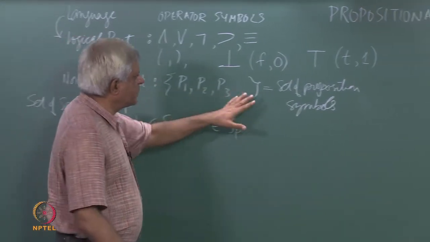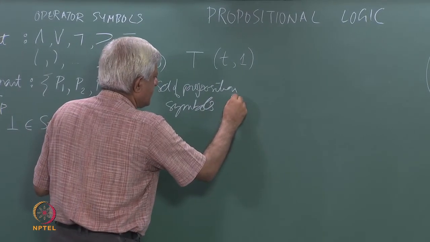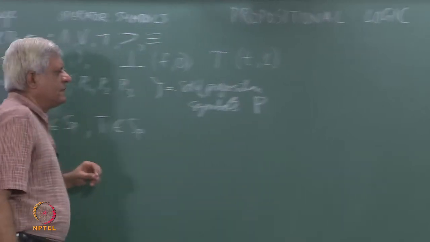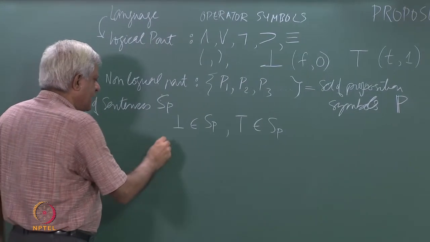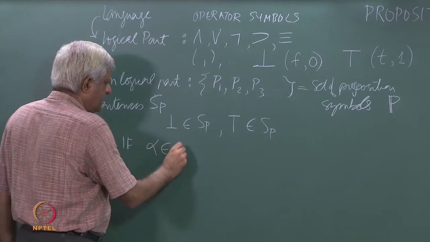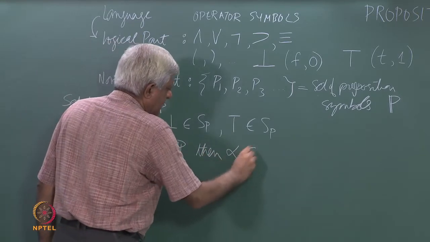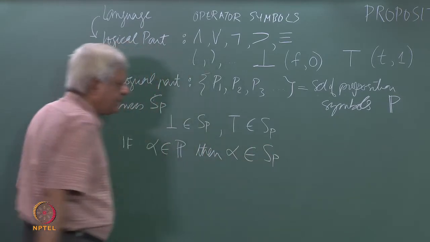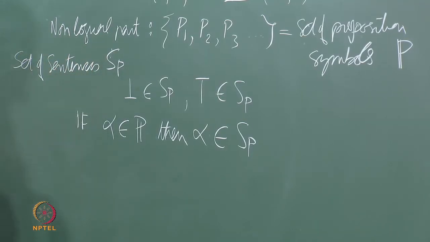So, this is a set of propositional symbols, let us call this set P. Then we say that if alpha belongs to P, then alpha belongs to SP. So, every propositional symbol is a sentence.